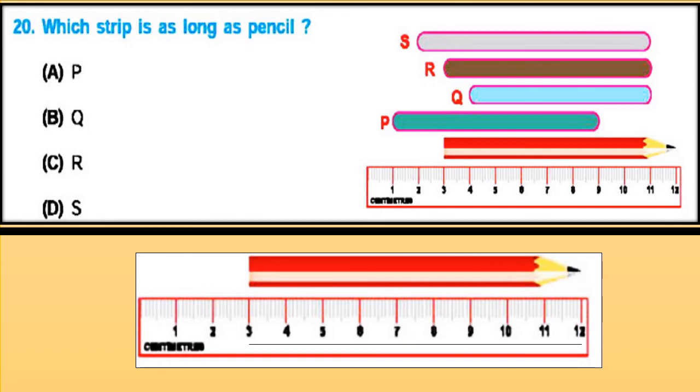So first find the length of the pencil. So from 3 to 12, what will be the length of the pencil? Now count the length of the strips P, Q, R, S and then find out which strip has the same length as the pencil.